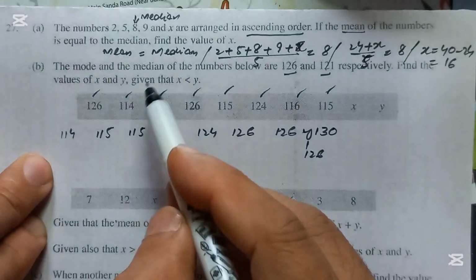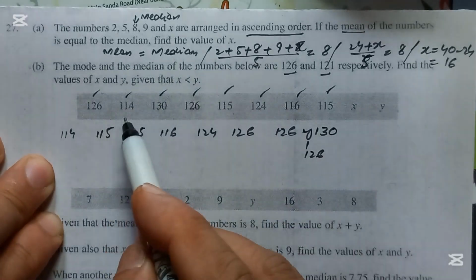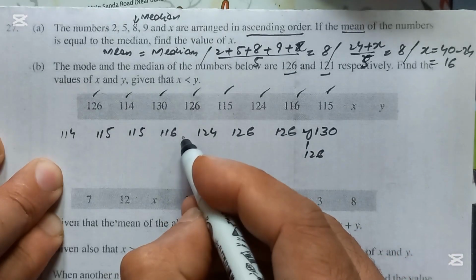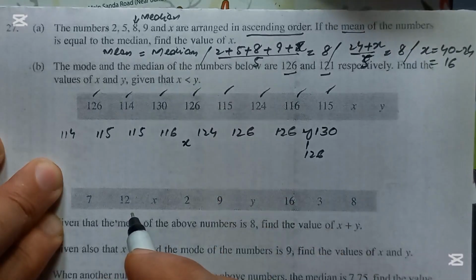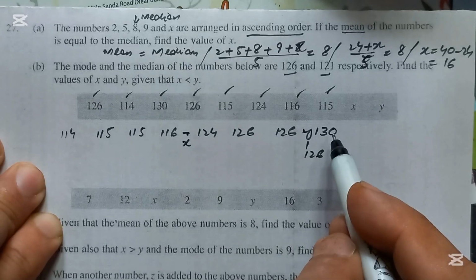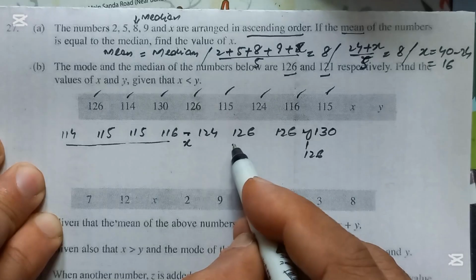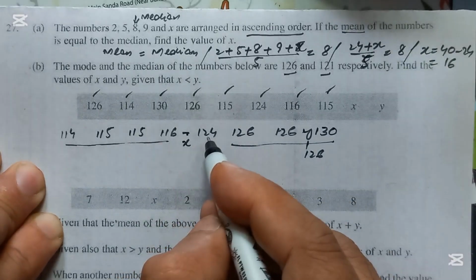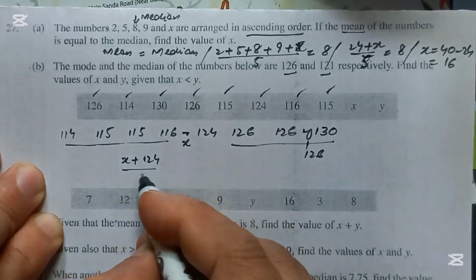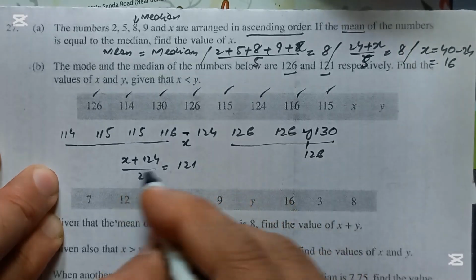Because the median is 121, here are a total of 2, 4, 6, 8 and 10 values. So here should be x, and because we have 10 values, 4 values will be on the left side and 4 values on the right side, and we will find the average of these two values to find the median. That is given as 121, and from here we will find the value of x.